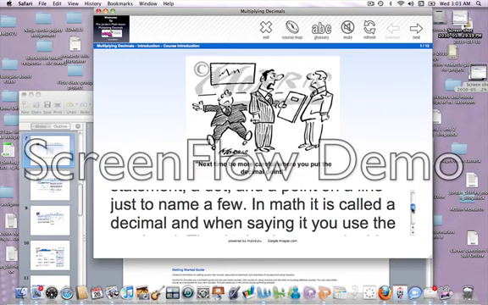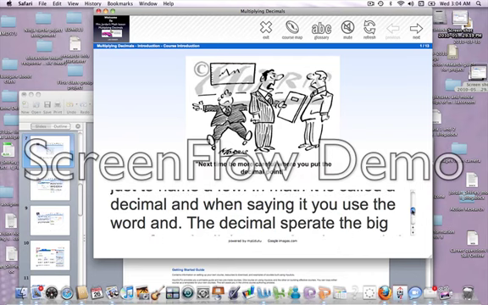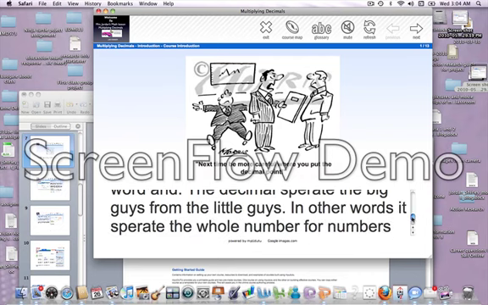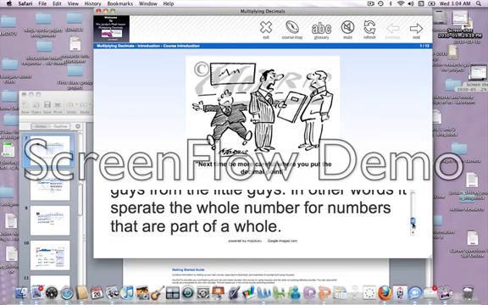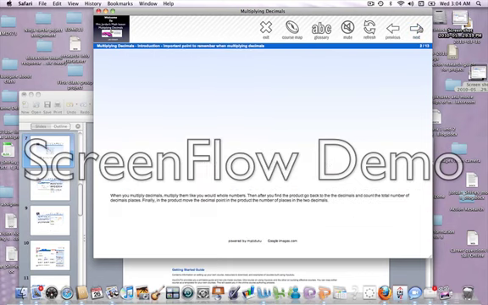In math, it is called a decimal, and when saying it, you use the word and. The decimal separates the big guys from the little guys. In other words, it separates the whole number from numbers that are parts of whole numbers. Go to my next slide here.